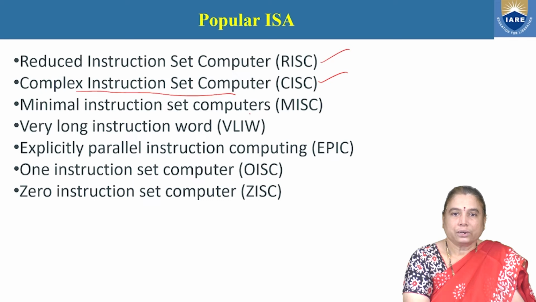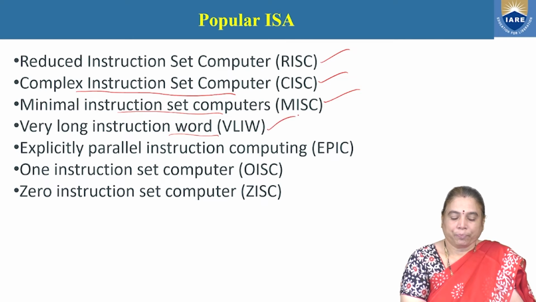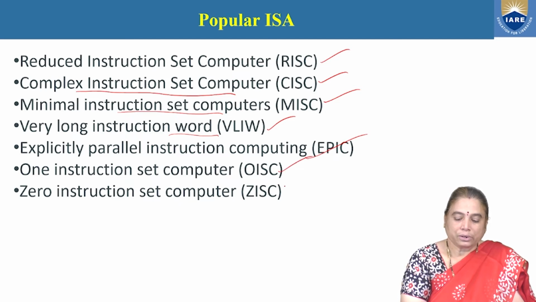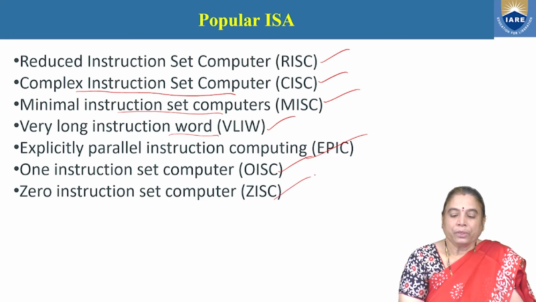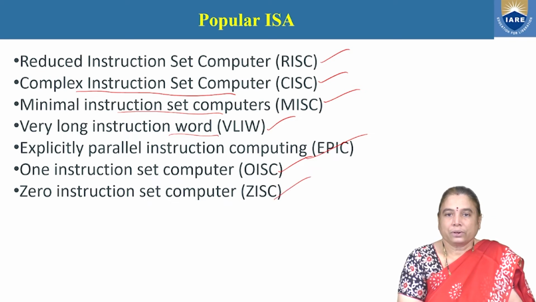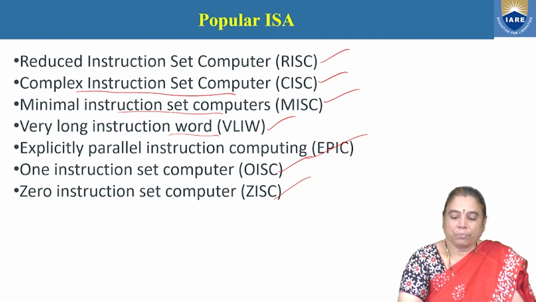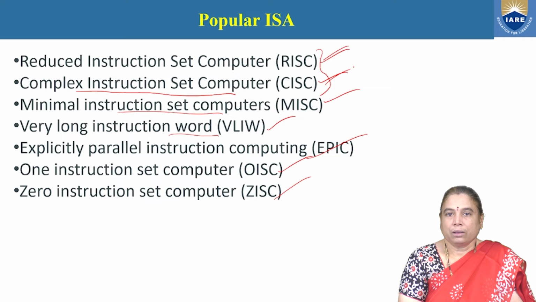Next, Minimal Instruction Set Computer, MISC. Next, Very Long Instruction Word, VLIW. Explicitly Parallel Instruction Computer, EPIC. One Instruction Set Computer, OISC. Zero Instruction Set Computer, ZISC. So these are the varieties of instruction set architecture, apart from the popular ones, RISC and CISC. Now we will describe the various features of RISC and CISC.